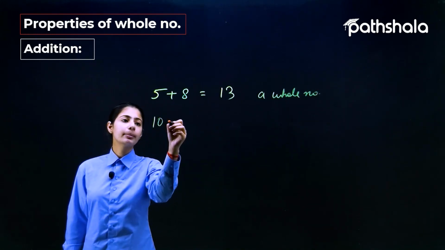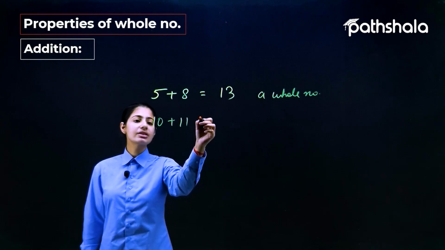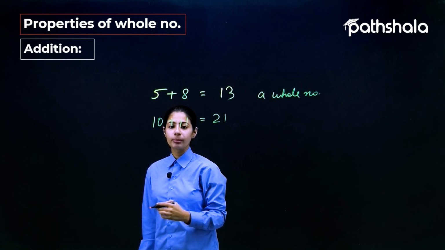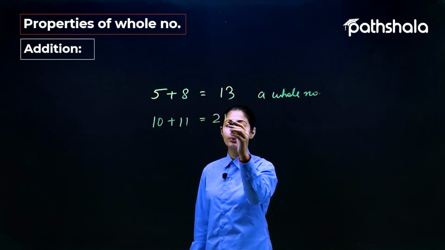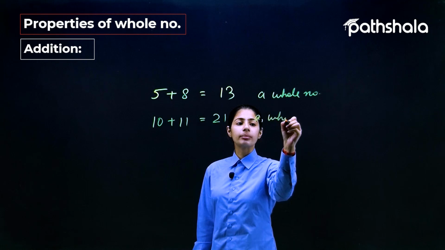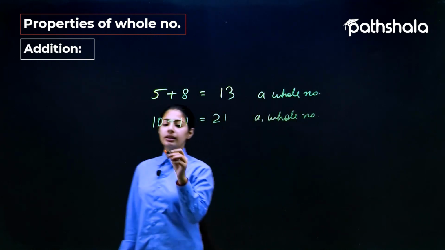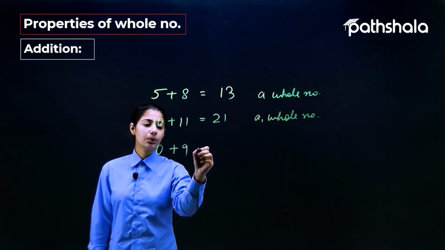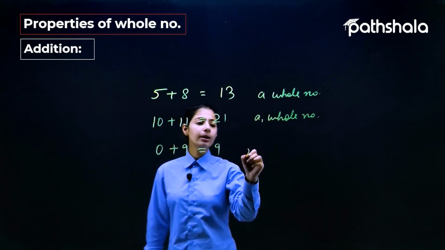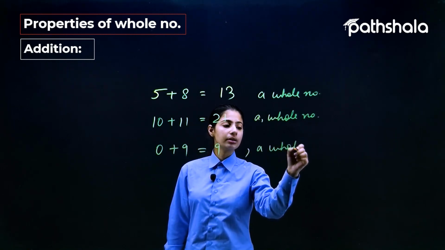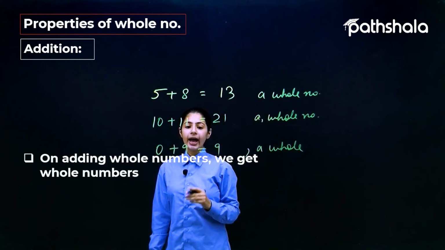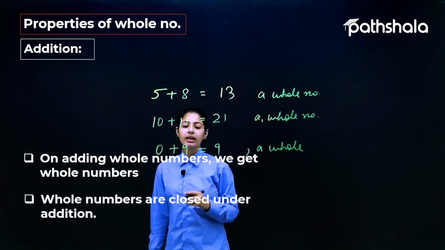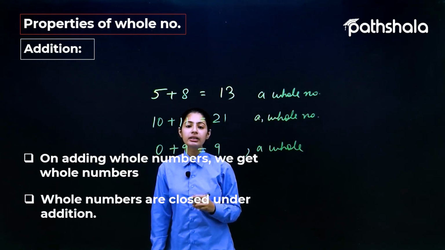Next, 10 plus 11, which is equal to 21. So on adding 10, which is a whole number, with 11, which is again a whole number, we get 21, which is a whole number. Now let's try another example. 0 plus 9, which is equal to 9. Again we get a whole number. So we can say that on adding two whole numbers, we are getting a whole number. This means whole numbers are closed under addition.